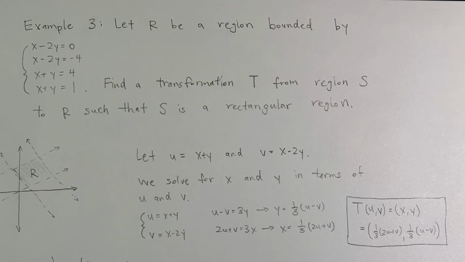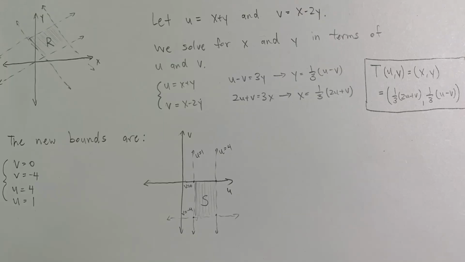Next, we can solve for x and y in terms of u and v like a standard system of equations. So we have u equals x plus y and v equals x minus 2y. If we take the first equation and subtract the second, we'll get y equals 1/3 times (u minus v). If we take 2 times the first equation and add it to the second, we'll get that x is equal to 1/3 times (2u plus v). And that's pretty much all there is to it.